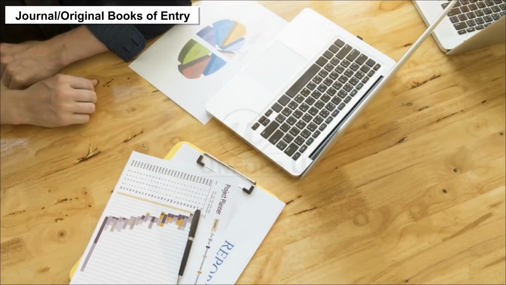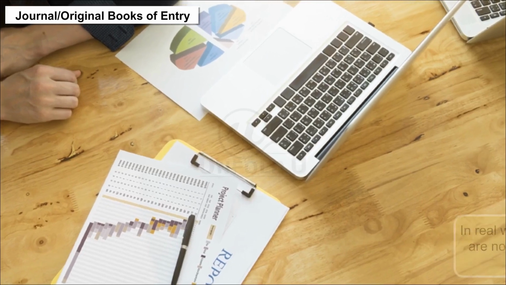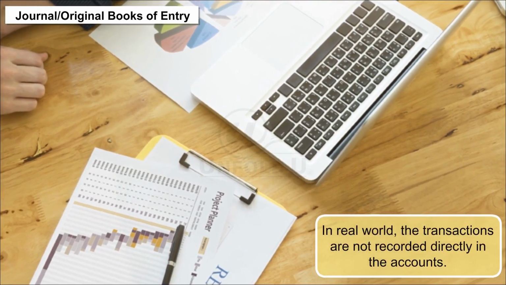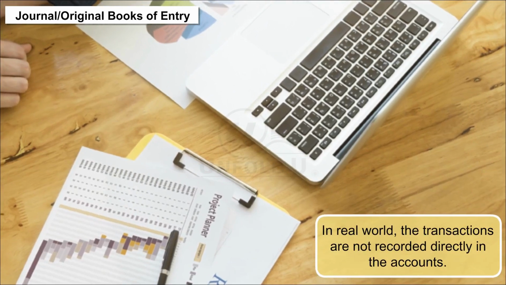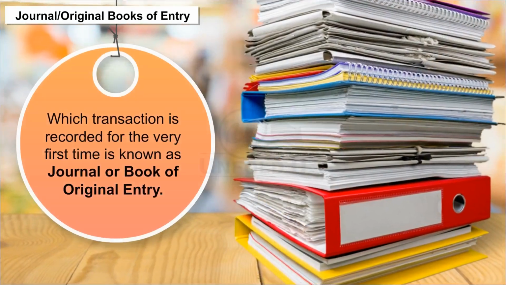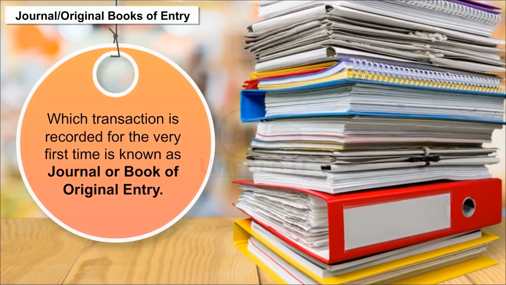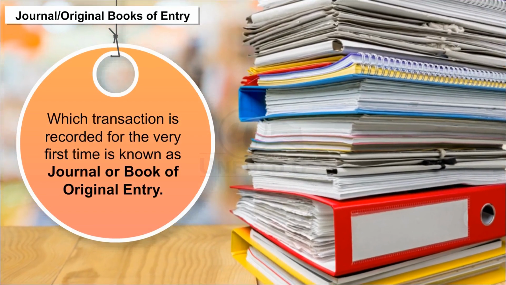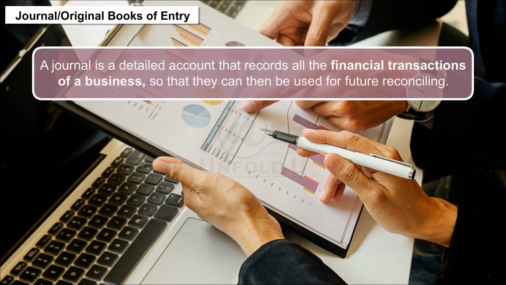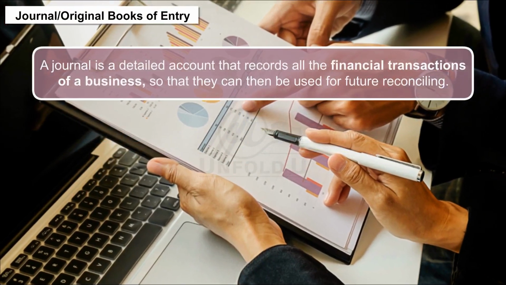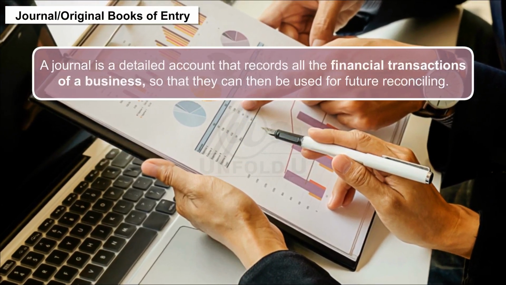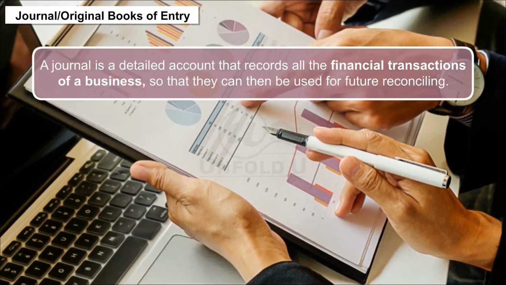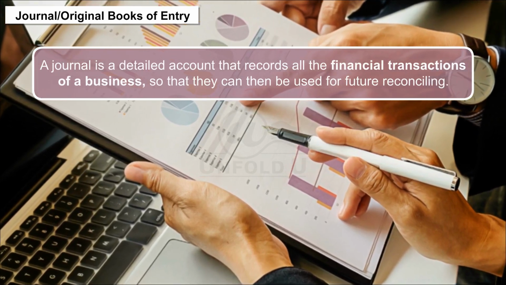Journal or original books of entry. In the real world, the transactions are not recorded directly in the accounts. The book in which a transaction is recorded for the first time is known as journal or book of original entry. A journal is a detailed account that records all the financial transactions of a business so that they can then be used for future reconciling.